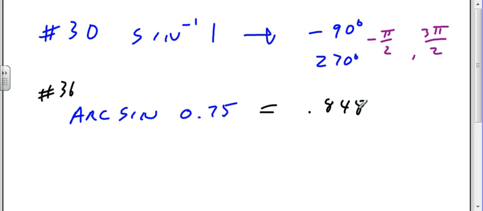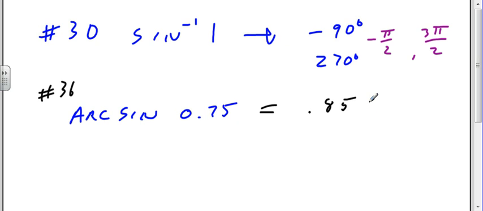0.848. Does it say how many significant digits? No. 0.8481. Now I have four. Well, I can't have four significant digits because I only have two there. In fact, I'll probably round this to 0.85. There, that's better. All right. Is that all right?